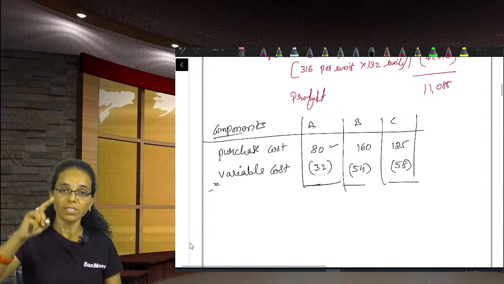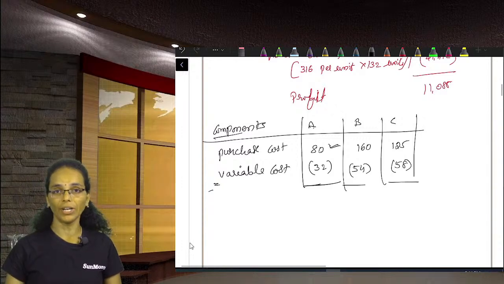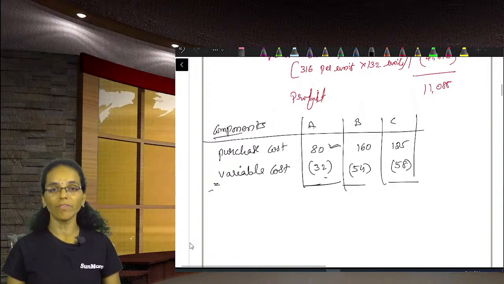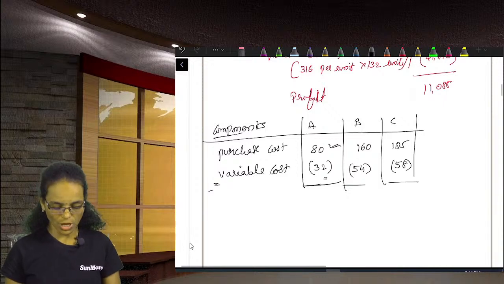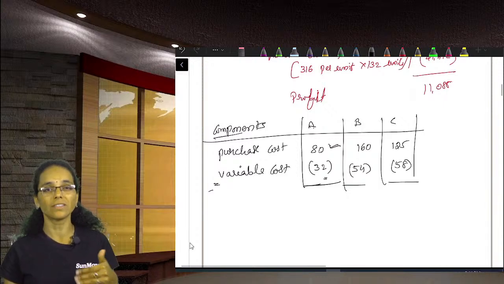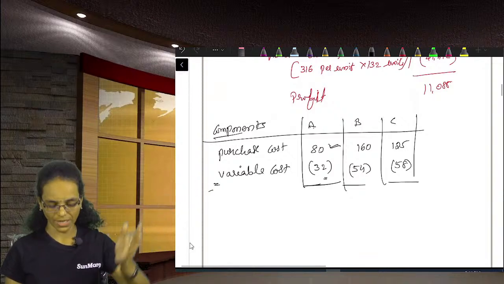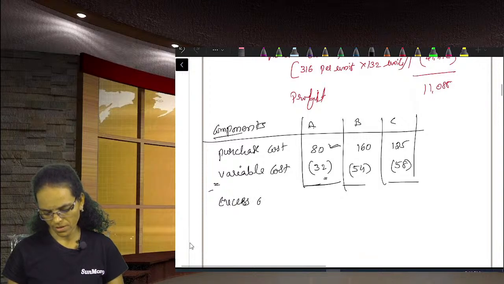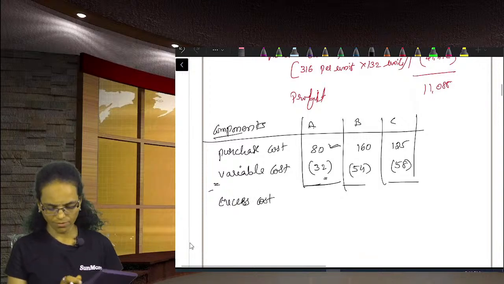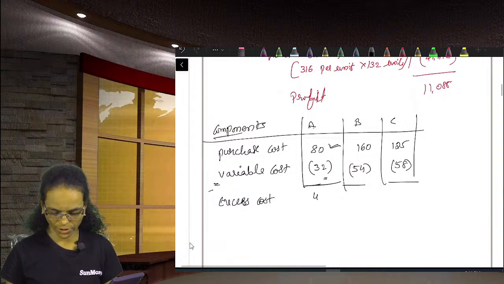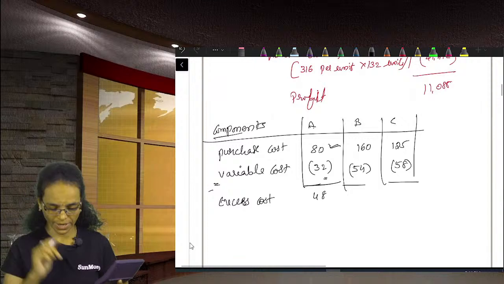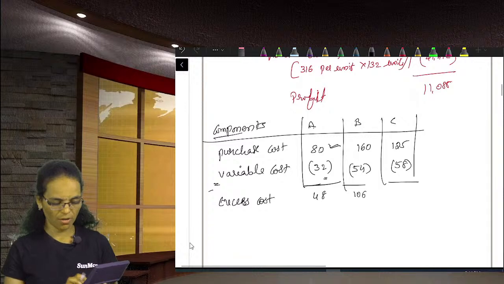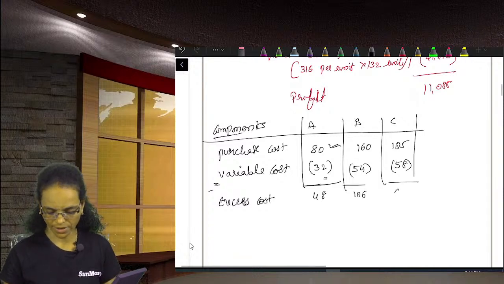If we are purchasing from the external market, we need to buy at 80 rupees. If the same component is manufactured in-house, we will be incurring 32 rupees as the variable portion. So the excess cost we are paying to the external party is 48 rupees for component A, 160 minus 54, 106 rupees, and 125 minus 58 is 67 rupees.